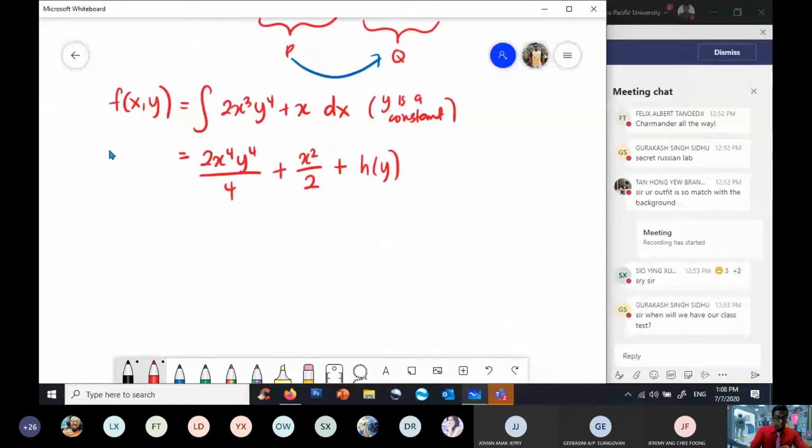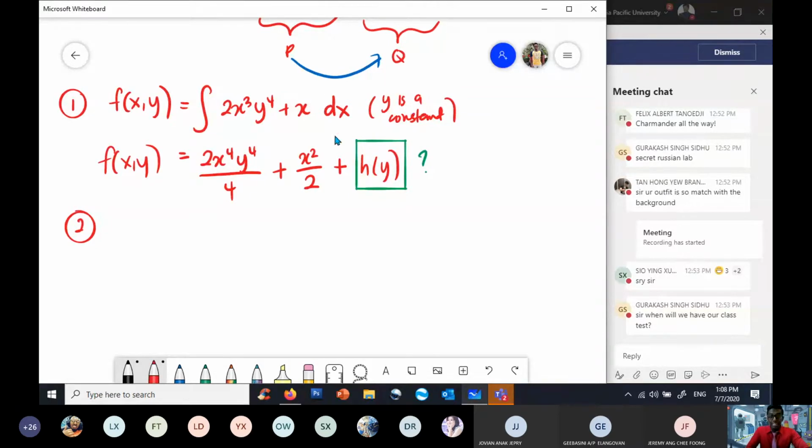So it looks like we already get our answer. This is my scalar potential. But not yet, because you don't know what is your h of y. No idea for the moment. So this is where I'm going to Q. Okay, look what happens. If this is what I call as my first step, my second step, I'm going to differentiate whatever I get here. Okay, keep that in mind. With respect to the opposite variable.